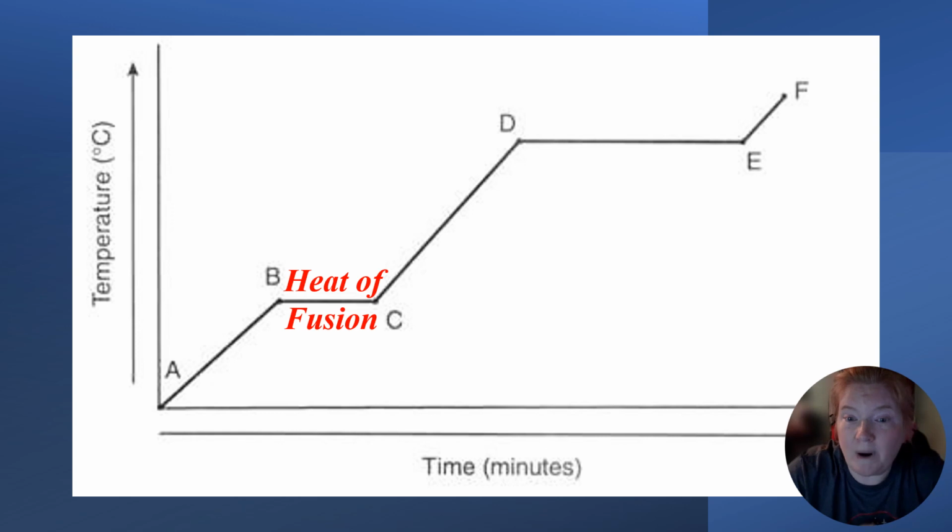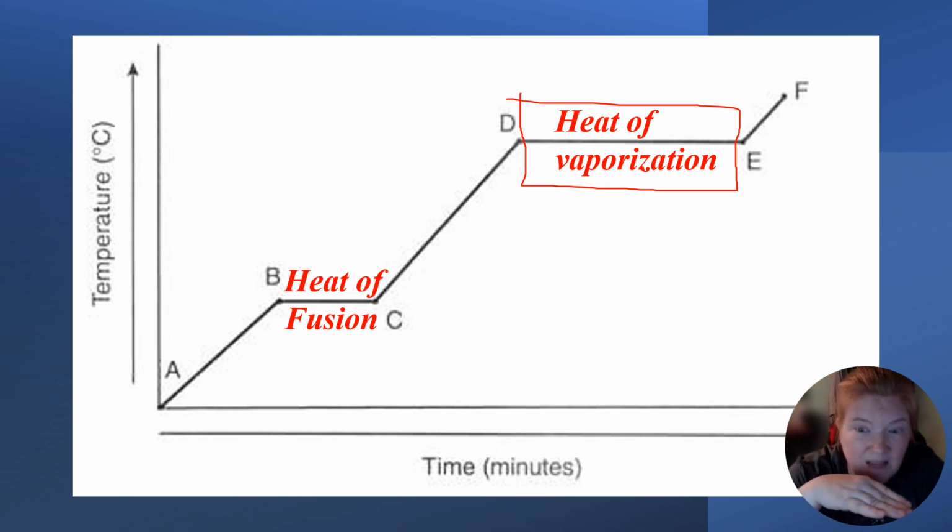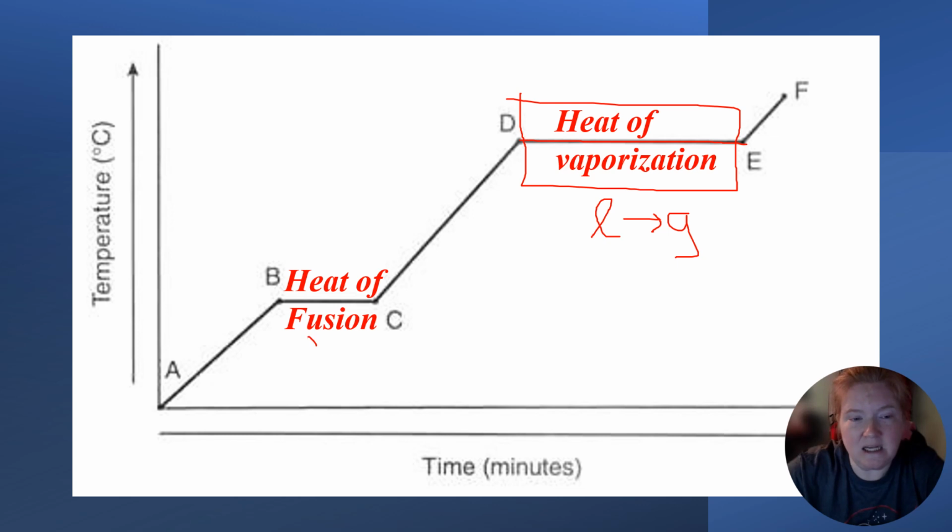This line is representative of the heat of fusion. This line is representative of the heat of vaporization. We can see that the heat of vaporization is bigger. Why? Because this should make sense. It takes more energy to go from a liquid to a gas to boil than it does to melt. So the line for the heat of vaporization is going to be longer because it takes more energy to go from a liquid to a gas than from a solid to a liquid.